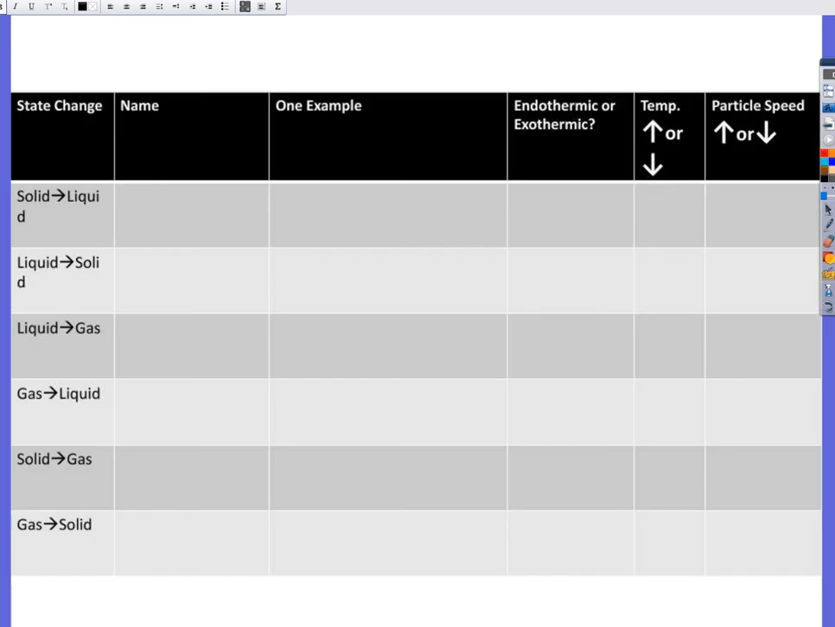Okay, the next part we're looking at is state changes. From a solid to a liquid is melting. And our example for that could be like ice to water. The way you know if it's endo or exothermic, you would think is, would the atoms be speeding up or slowing down? If you go from solid to liquid, your particles are speeding up, energy goes in, it's endothermic. Temperature is going to go up, particle speed is going to go up.